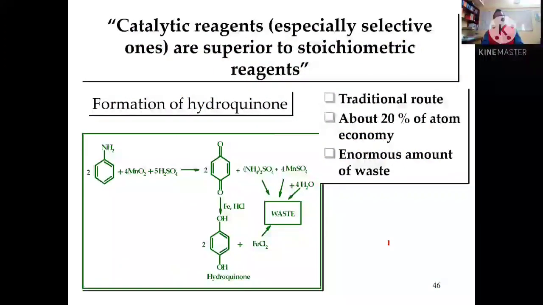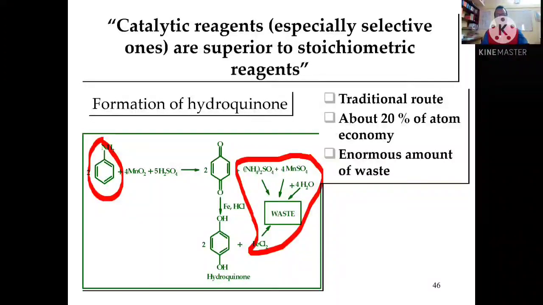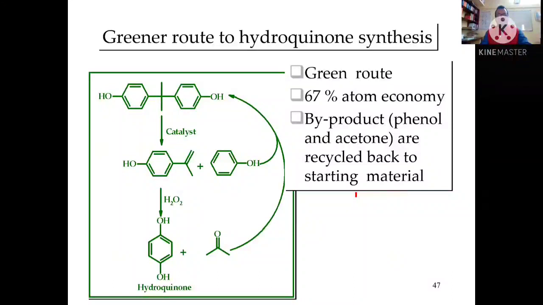So this is again a classical route for the preparation of hydroquinone. They are preparing it from aniline. This is your aniline. First of all, they are oxidizing it, then you are reducing it to give hydroquinone, and in the process, a lot of waste is generated. These are the wastes which are generated, and we do not like to have them. For this traditional, classical route for preparation of hydroquinone, it is only 20% atom economy. So they are using another process with a catalyst, and here the atom economy is 67%.